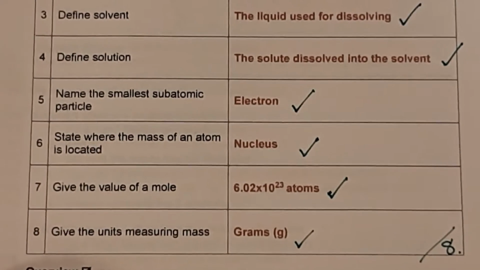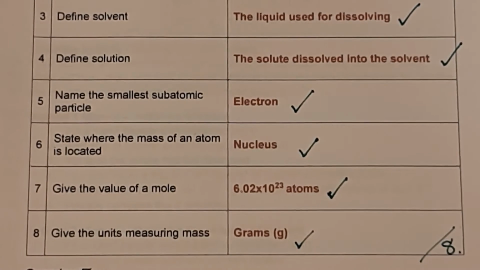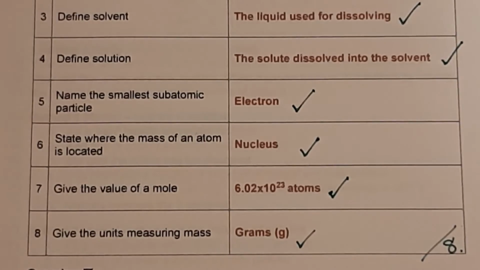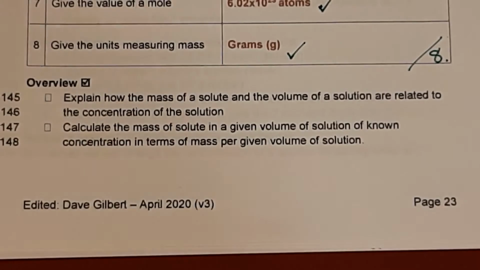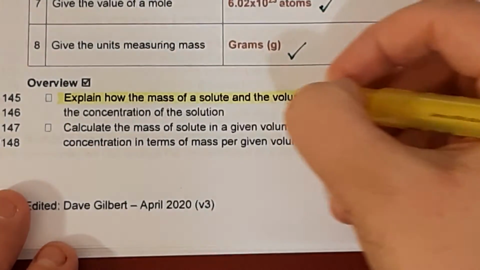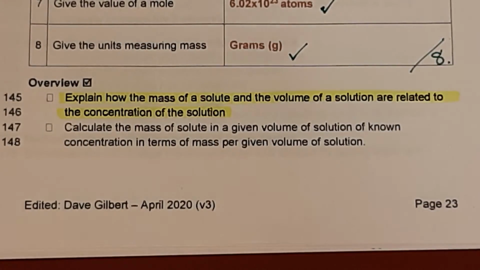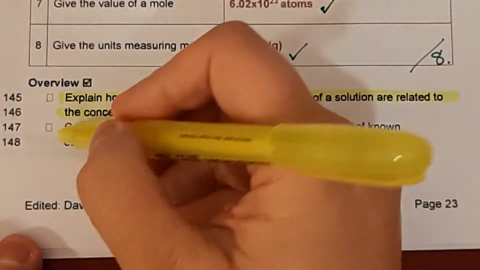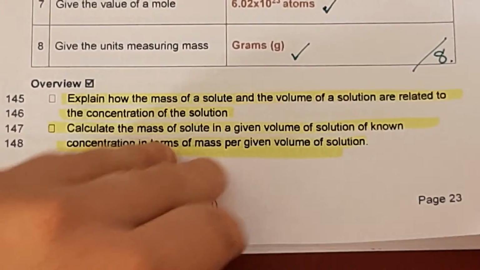And questions 2, 3 and 4 we haven't done in a while since Key Stage 3 when we're in year 7 to 9, so don't worry too much if you didn't get those yet. Okay, so today we are going to explain how the mass of a solute and the volume of solution are related to the concentration of the solution. We're also going to calculate the mass of a solute in a given volume of solution of known concentration in terms of mass per given volume of solution. That sounds quite complex, but don't worry, we will demystify that and make it very clear as to what to do. Okay, so we're going to move to the next page.